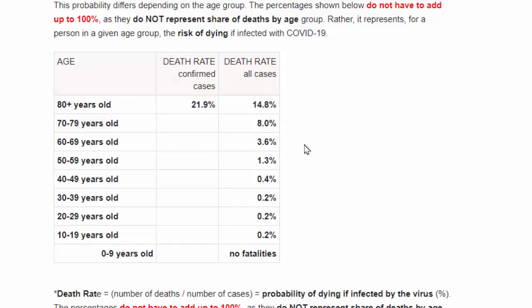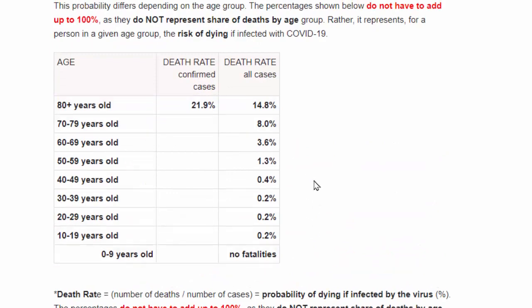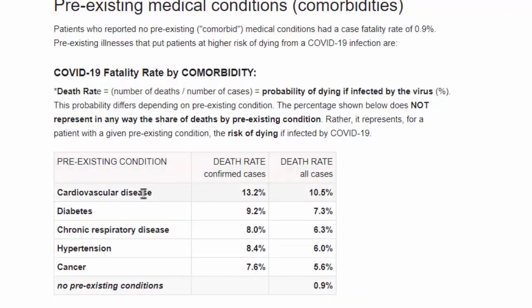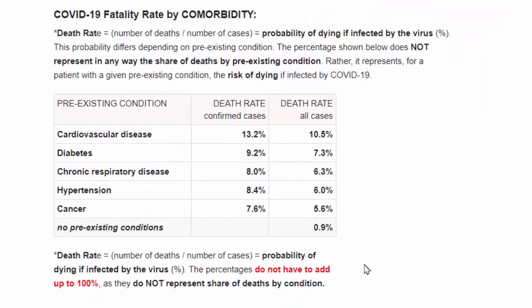Now, this is if you're healthy. Make sure you understand that. This is for healthy or average people. Once you start adding comorbidities, cardiovascular disease, the death rate for all cases total averaged is 10.5%. Some are lower because they're younger, some are higher because they are older. Diabetics have a 7% death rate. Chronic respiratory diseases, 6.3% death rate. Hypertension, high blood pressure, 6% death rate. So again, 100,000 people get affected, you're looking at 6,000 people dying. And that's not something to sneeze at, to use a terrible metaphor.